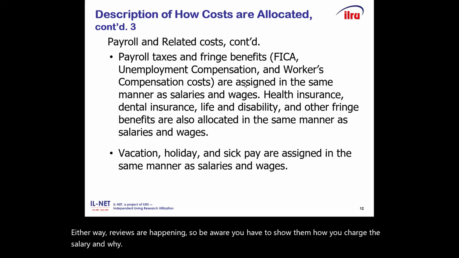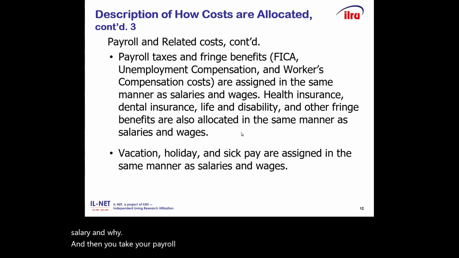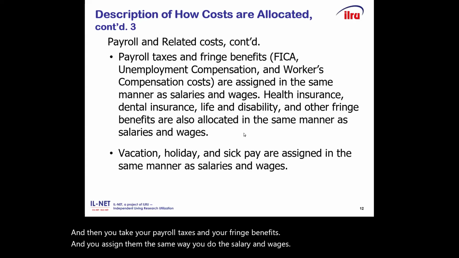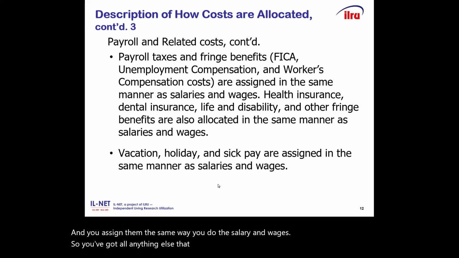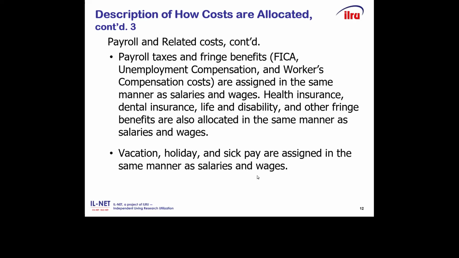And then you take your payroll taxes and your fringe benefits, and you assign them the same way you do the salary and wages. So you've got anything else that is in there, the benefits themselves. And then the vacation, holiday, and sick pay assigned, same as salary and wages, you're doing them on payroll, right? So you assign them back out the same way you do the other salaries and wages.